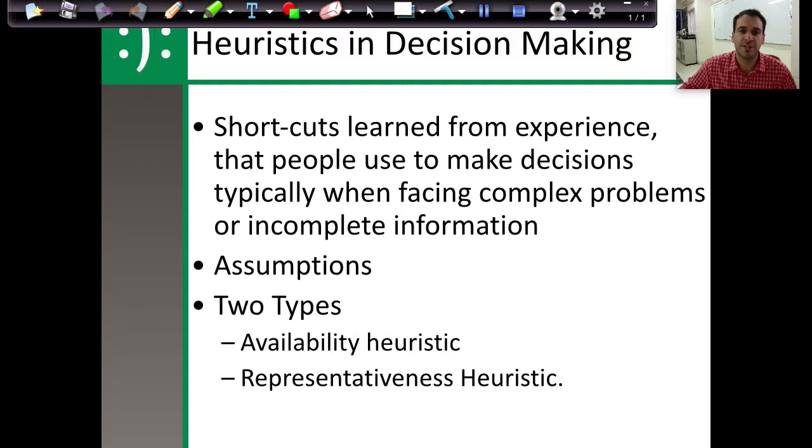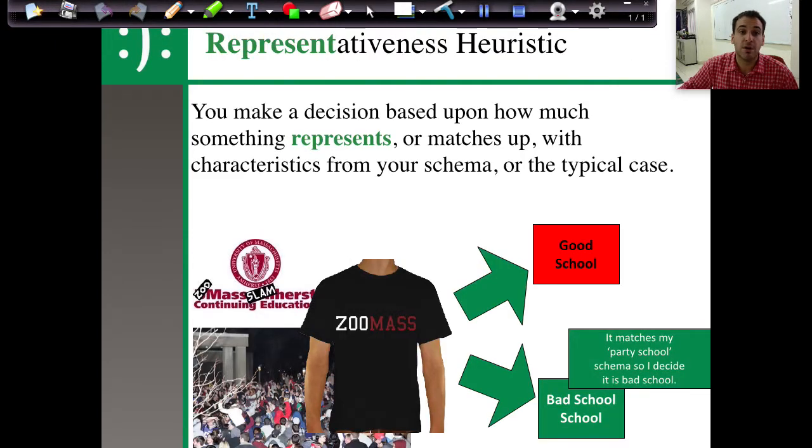Okay, so heuristics in decision making. We talked about heuristics yesterday, how do these impact decision making? They are shortcuts learned from experience that people use to make decisions, typically when facing complex problems or incomplete information. So we have several assumptions that we make with these. There are 2 types of heuristics which we use in decision making: availability heuristics and representativeness heuristics. Okay, so let's take a look at both of what these are.